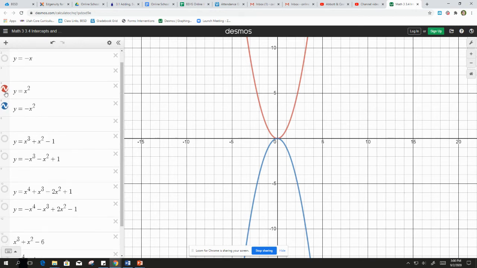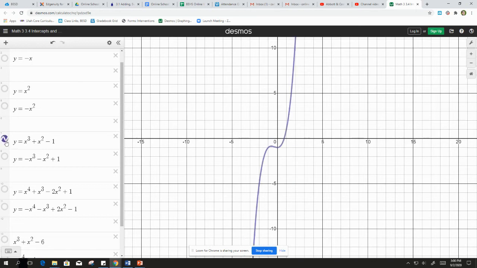Okay? If I graph, this isn't a parent function, but this is a cubic function, y equals x cubed plus x squared minus 1. A cubic function, notice that this is positive x cubed plus blah, blah, blah. It starts down on the left and kind of climbs and wiggles up to go up on the right-hand side.